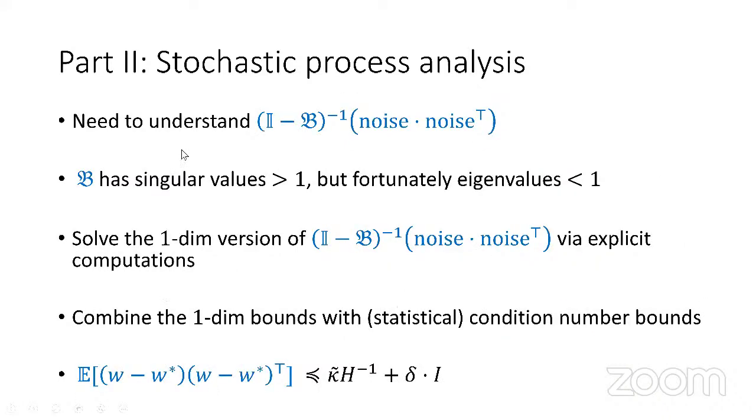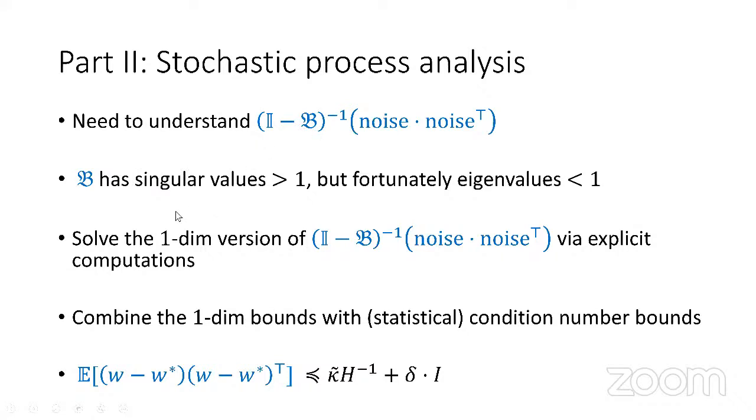So the bottom line is that we need to understand this (I minus B) inverse times noise transpose. The key challenge is that B turns out to be an asymmetric matrix and consequently has singular values which are greater than 1. However, it turns out that it has eigenvalues smaller than 1. So (I minus B) inverse is indeed well defined, but we are not able to do naive bounds just using the singular value decomposition of B.